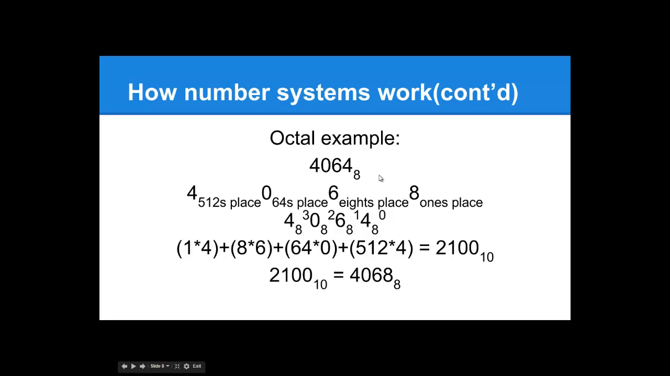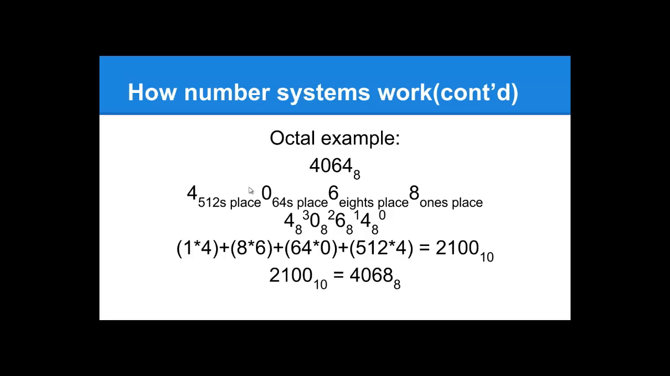Now make sure this is not a decimal number. This is not a base 10 number. This is a base 8 number, so an octal number. And so I'm just going to tell you that right now. This number in decimal, in base 10, is 2100, as you can see here. And I'm going to show you how we did this right now.